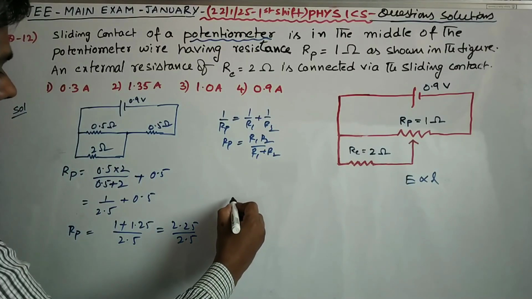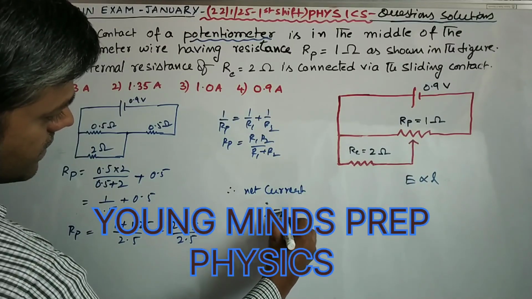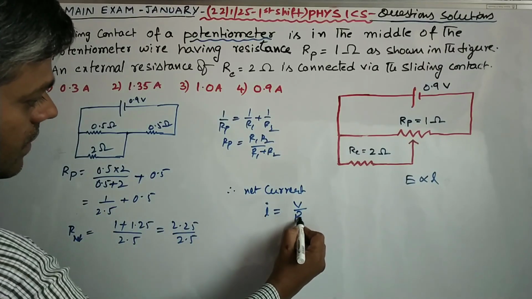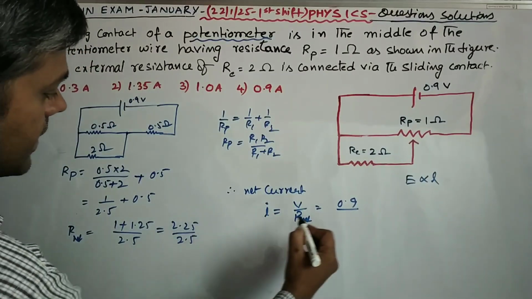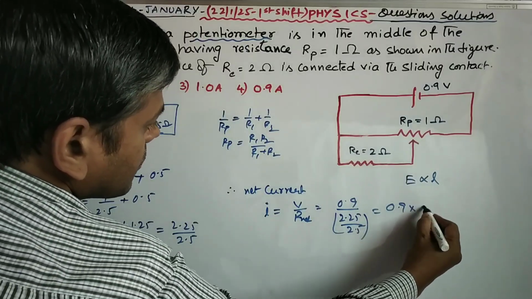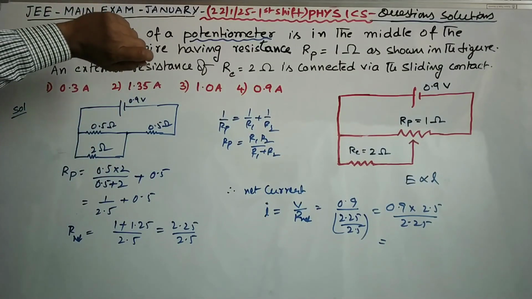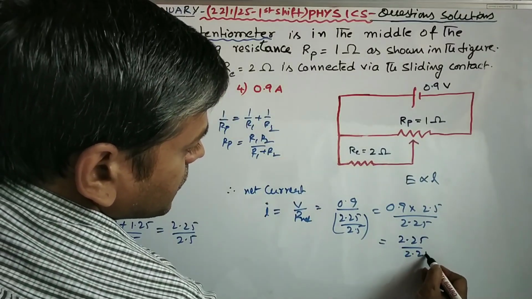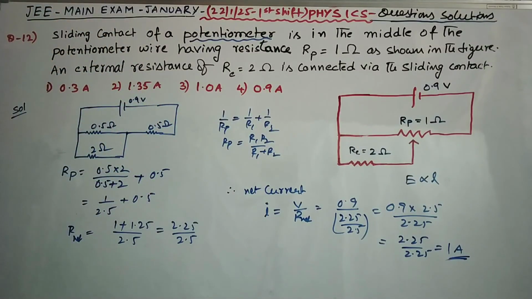So the net current in the circuit, I, is equal to what? V by R net. V is 0.9, which is given, and R net is equal to 2.25 by 2.5. So 0.9 into 2.5 by 2.25. While calculating, you get 2.25 by 2.25, which is equal to 1 amp. 1 amp. This is the solution for this question. Okay, thank you.